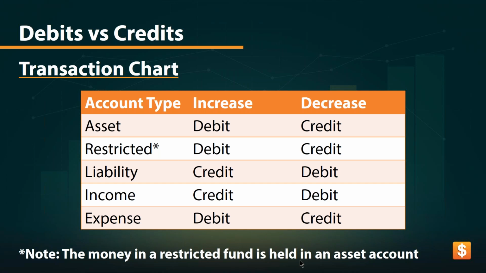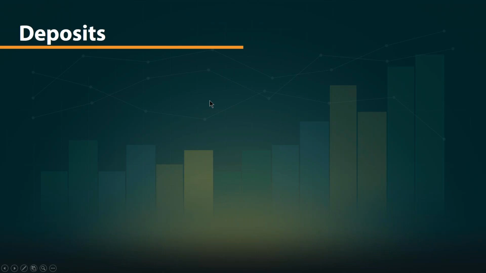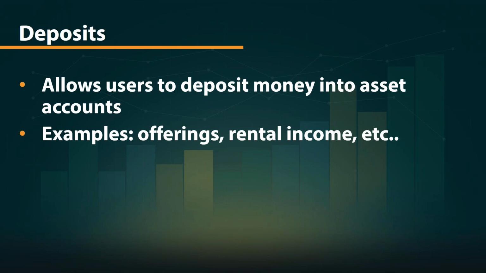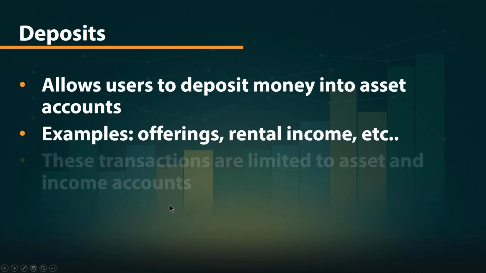Okay, so debits versus credits. Note restricted funds are held in an asset account, or a restricted fund is held in an asset account, which is true. So the next slide, and we'll actually come back to that slide when we're doing our journal entries as well. So deposits. Deposits allow users to deposit money into an asset account. Examples of deposits are offerings, rental income, you can also say interest, etc. Those are going to be the ways that you're going to use deposits.